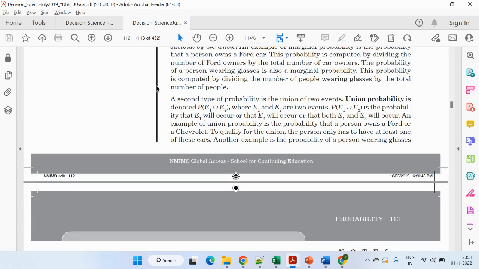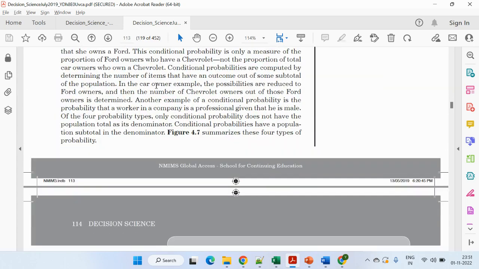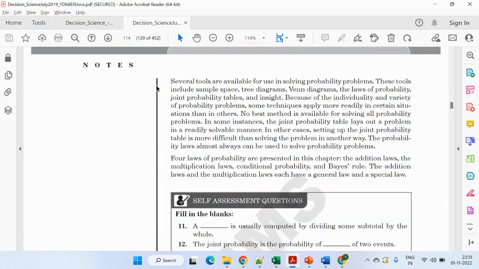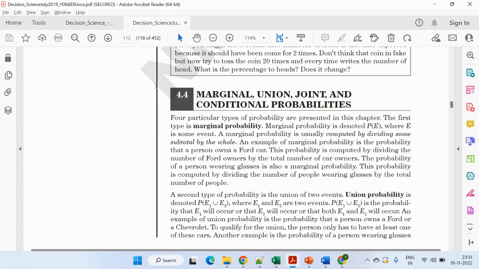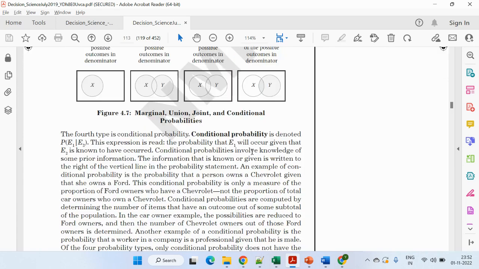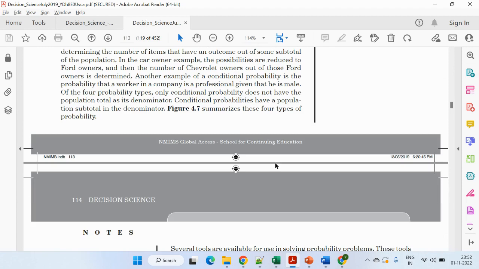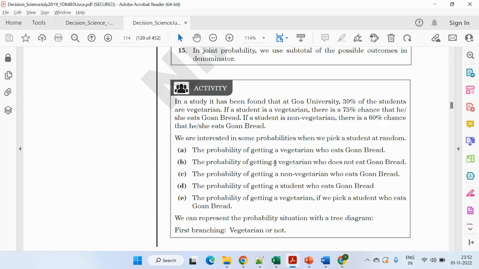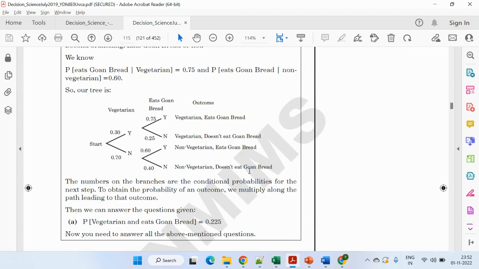If we go to page number 112, we have a discussion about conditional probability. I think conditional probability was mentioned somewhere. There is marginal probability, union probability, joint probability, and this is conditional probability, which specifies the occurrence of an event when another event has already occurred, right? So this is about conditional probability. You can refer to any of the diagrams, maybe this diagram as well. This will be easy for you to understand, or you can refer to the earlier diagram.